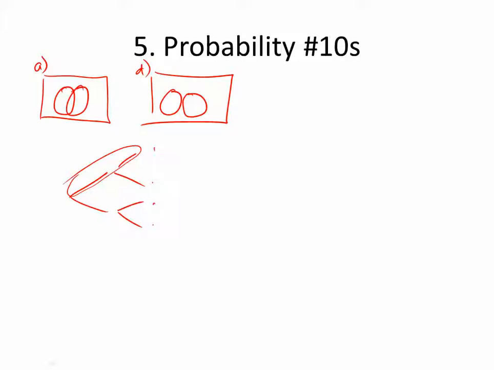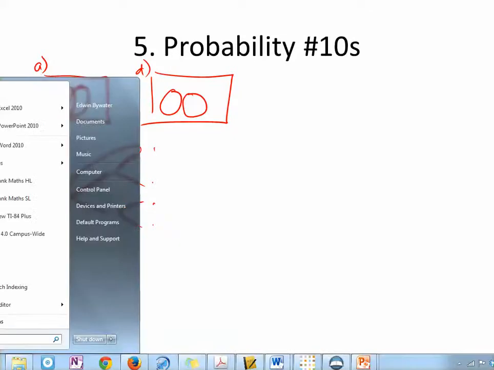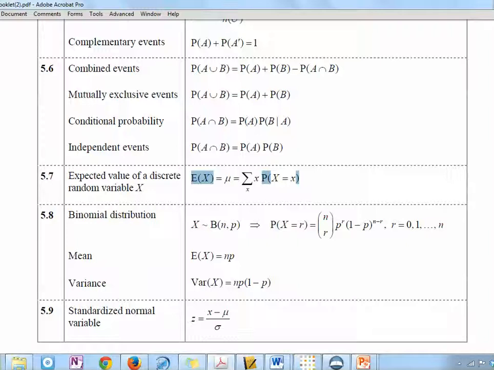Okay, another thing is you have several formulas, right? The formulas are probably going to be necessary in those question 10s. Now, a lot of times they're going to use two equations together, like this one right here, the combined events, because that always works, and the conditional probability, because that always works.